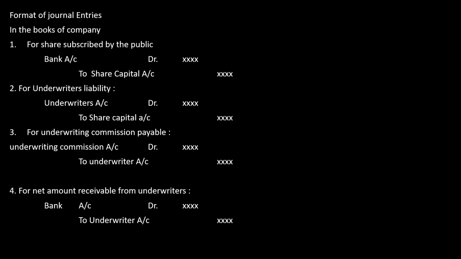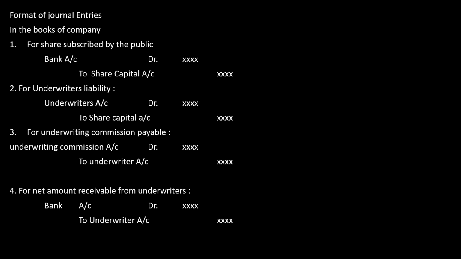Now let us see some journal entries. Suppose the problem asks you to prepare a journal entry in the books of the company. There are 4 entries which have to be written in the books of the company. The first entry will be bank to share application, for the shares subscribed by the public. Then the second entry will be for the liability of the underwriter, which you will find in the previous sum. The last line answer will be taken as the underwriting liability.